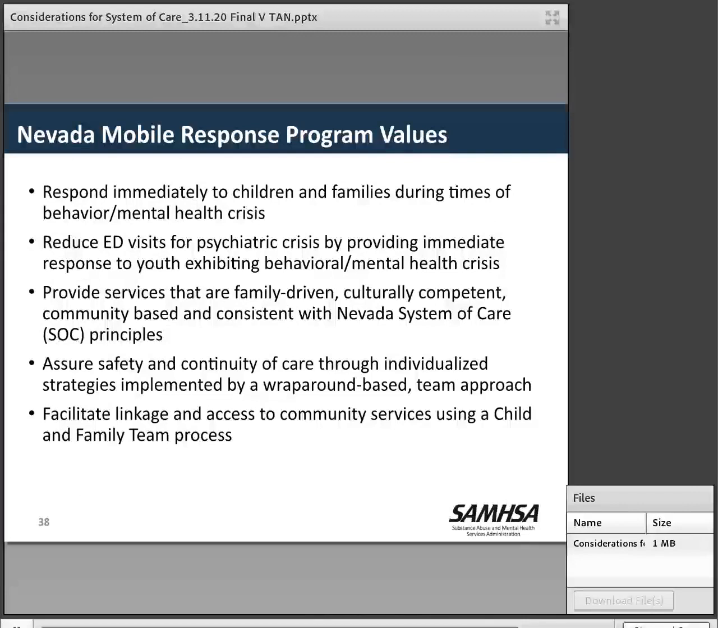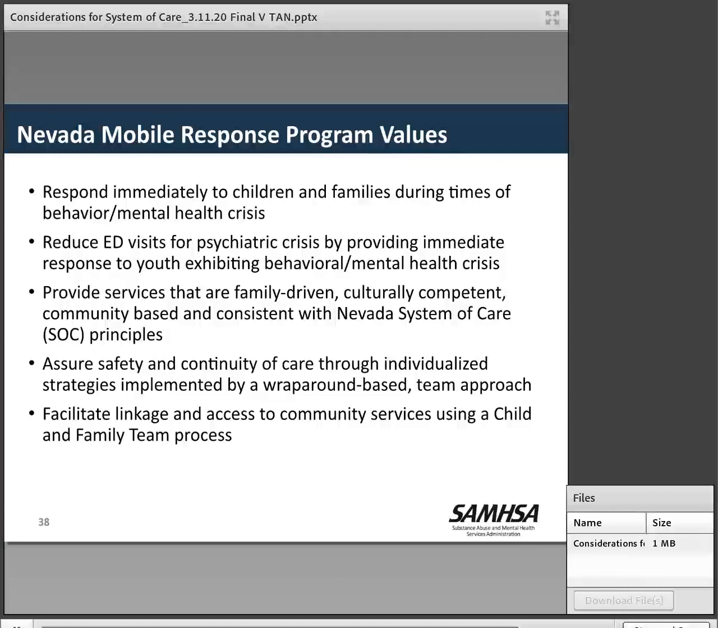We also are working under the philosophy of crisis is defined by the caller. If you are new to mobile response, this is an interesting philosophy. It takes some training of staff and the community to understand that crisis is defined by the caller and that we as mental health people are not defining what would be a behavioral health or a psychiatric emergency or crisis for a youth, but that really is coming from the caller, from the caregivers.